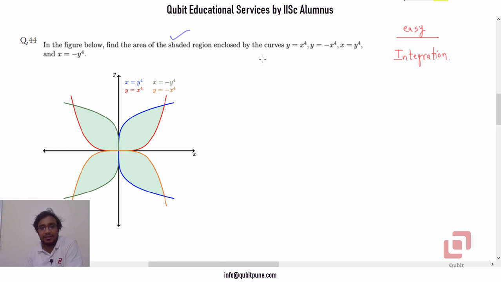of the shaded region enclosed by the curves y equal to x raised to 4, y equal to minus 1 into x raised to 4, x equal to y raised to 4, and x equal to minus 1 into y raised to 4. The curves are here.